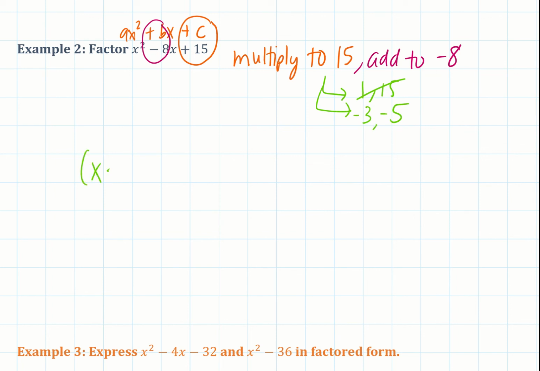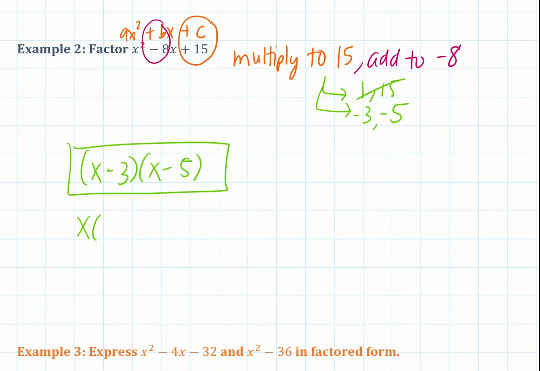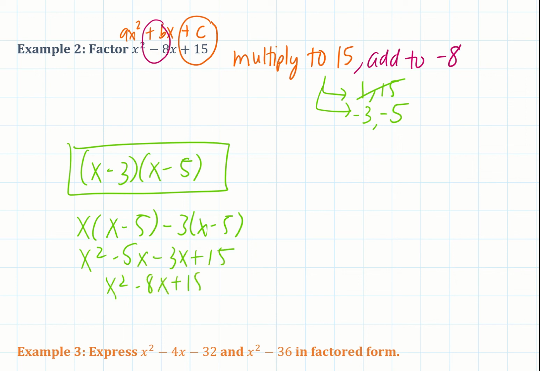So I'm just going to write out the factors, x minus 3 times x minus 5. It should work, but we can multiply to double check. I've got x times x minus 5, minus 3 times x minus 5. And indeed, they multiply to our original expression. So by factoring it, we mean we divided this expression into this term.